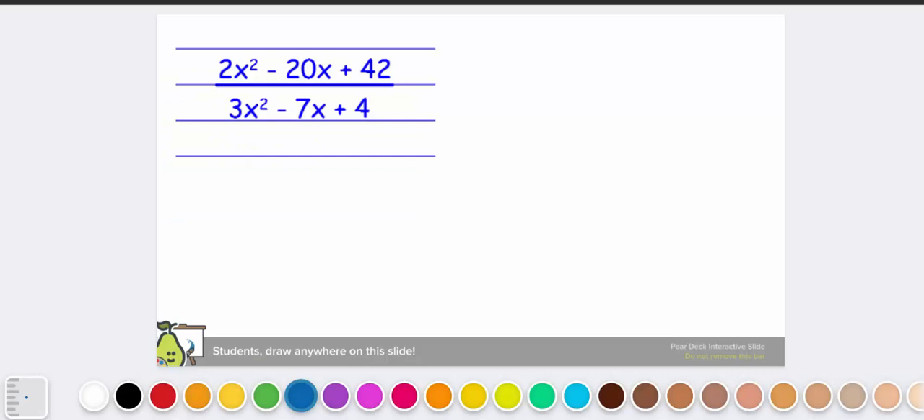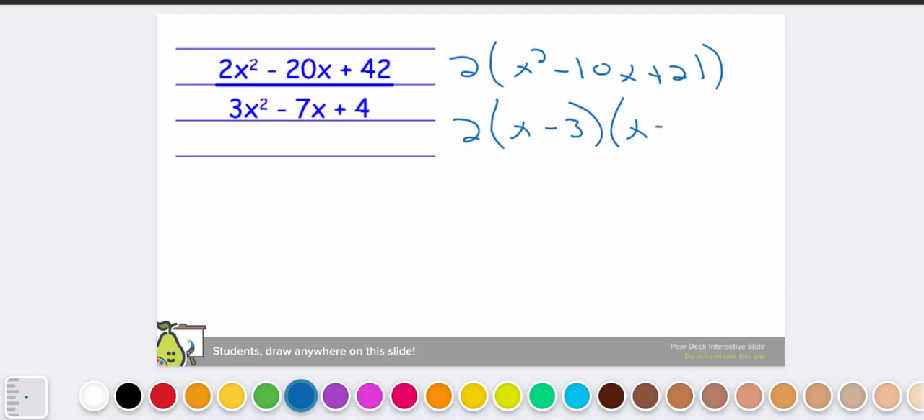I'm counting my slides just right here. Okay, GCF of 2. Oh man, there's so much to do in this problem. 2, what's left? X squared minus 10x plus 21. What do you think? Some kids like to just go ahead and finish the numerator. So we got an x minus 3 and an x minus 7, because sometimes that's going to help out.